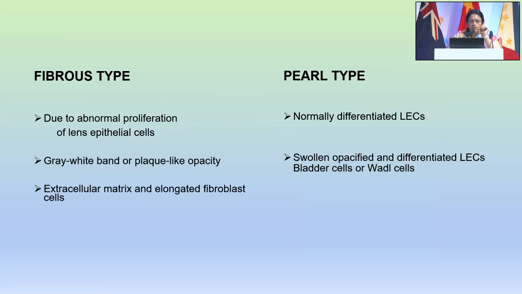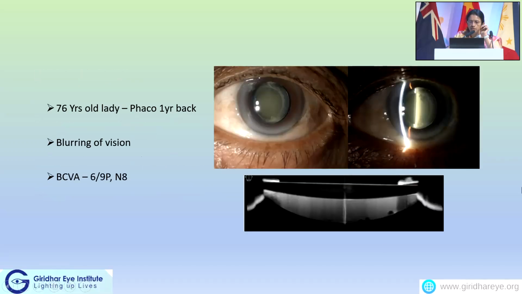Now the PCO can be of two types. The fibrous type is due to abnormal proliferation of lens epithelial cells, and the pearl type, which is the commonest type, is due to normally differentiated lens epithelial cells. This 76-year-old lady underwent phaco 1 year back, and she complained of blurring of vision, and her best corrected visual acuity was 6/9 and N8. And there was this cloudy appearance in the pupillary area. The intraocular lens was well within the bag, and the capsular bag was uniformly overlapping the IOL optic. On slit lamp examination, a cloudy fluid was present between the intraocular lens and the posterior capsule, and anterior segment OCT showed hyperreflectivity between the intraocular lens and posterior capsule, and this was capsular bag distension syndrome.